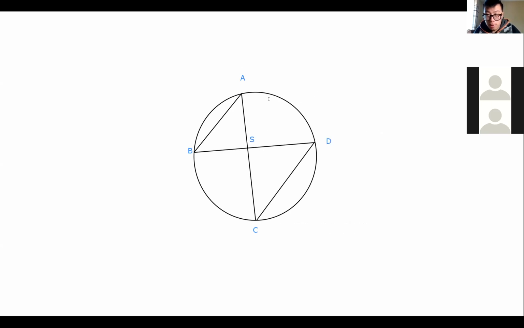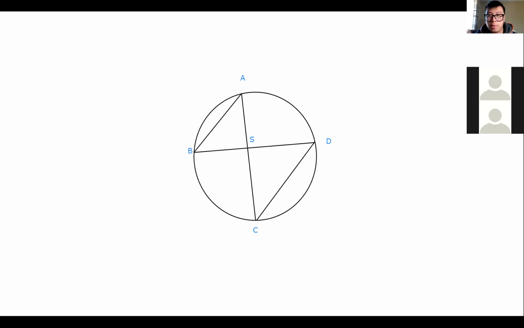So A, B, C, D are points on the circumference. S is the point where these chords intersect. We're trying to prove that AS times CS is equal to BS times DS. To do that, we use a concept called similar triangles. You can see we have two triangles that we just made: ABS is one triangle, and CDS is another.